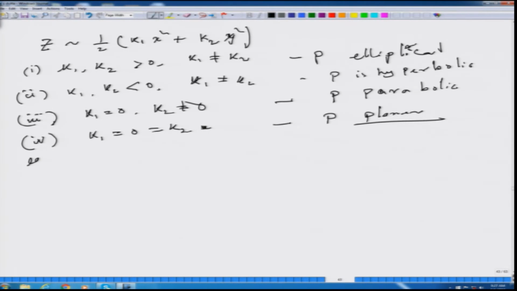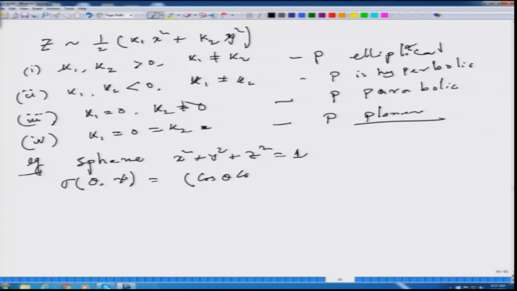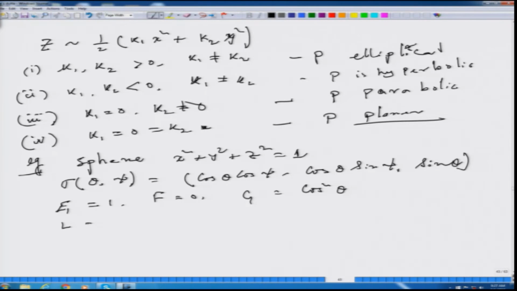Let us see some examples of this kind of points. What happens to our most canonical example, the sphere? You know, it is given by cos theta cos phi, cos theta sin phi, and sin theta, right. You calculate E, this will be 1, this we have done before perhaps, and G is cos square theta, L is 1, M is 0 and N is again cos square theta.